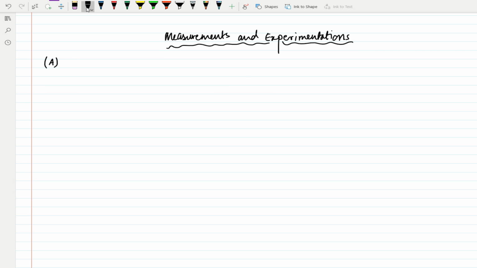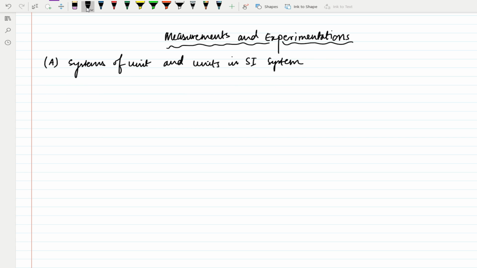The first part is systems of unit and units in the SI system. Okay, so we'll be discussing the different systems of unit and the units which we have in the SI system.